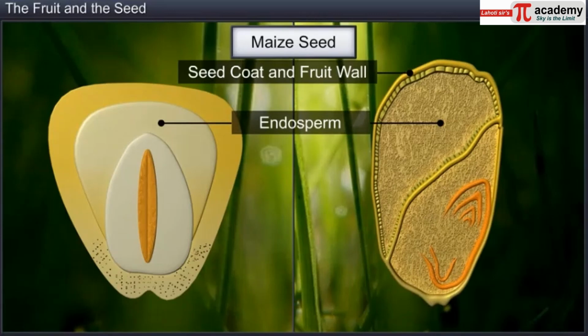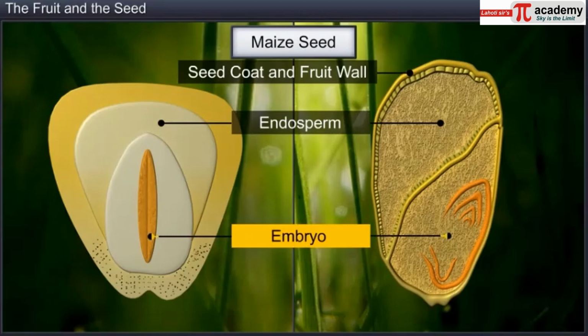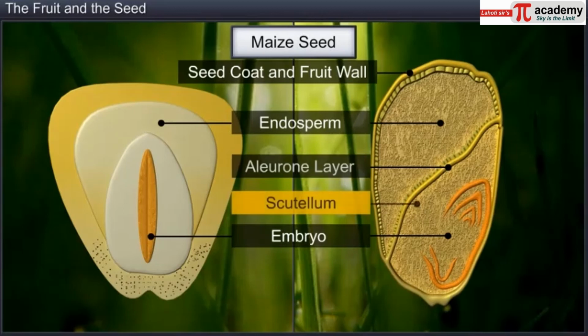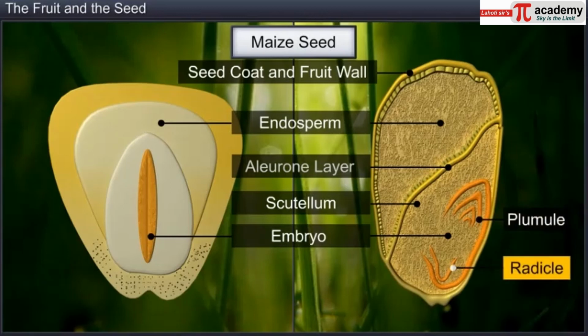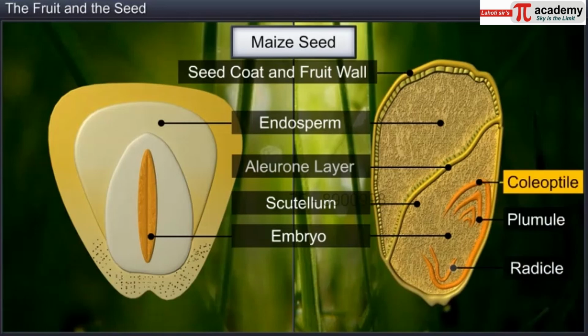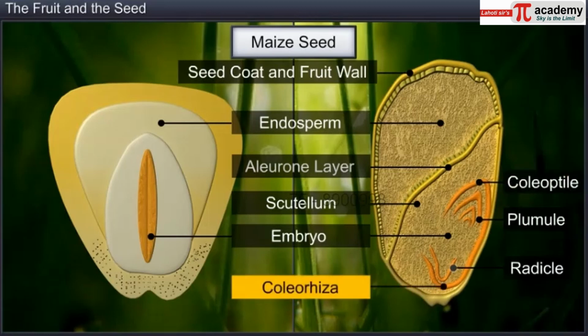The endosperm of maize is bulky and stores food, while the embryo is tiny and is placed in a groove at one end of the endosperm. The embryo is separated from the endosperm by a proteinous layer known as the aleurone layer and is made up of a single large shield-shaped cotyledon called the scutellum. The embryo also has a short axis with a plumule and a radicle. The plumule is enclosed by a sheath called the coleoptile and the radicle by a sheath called the coleorhiza.